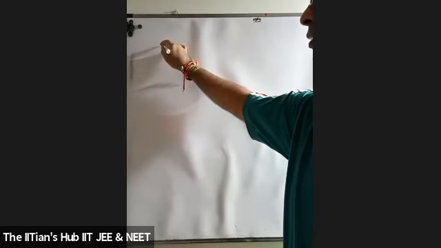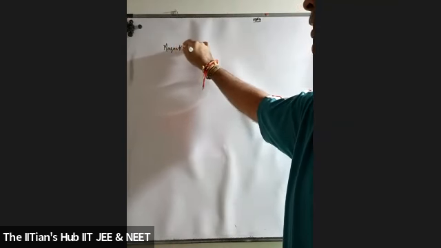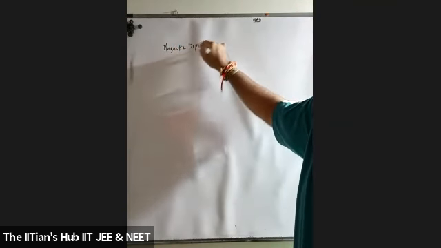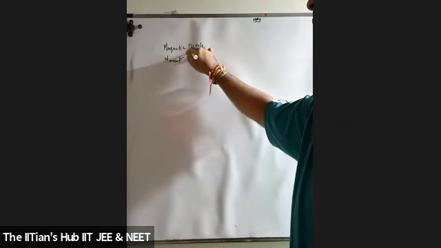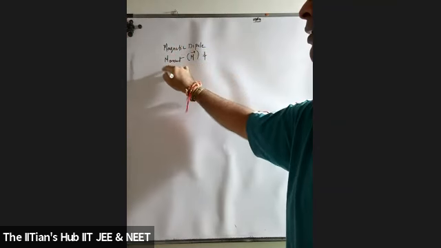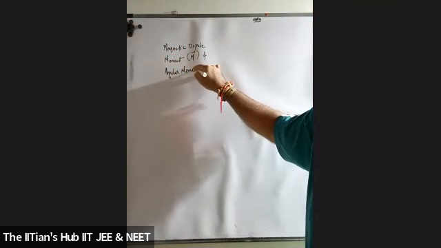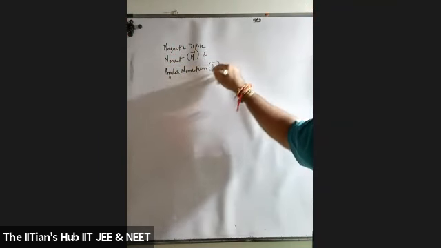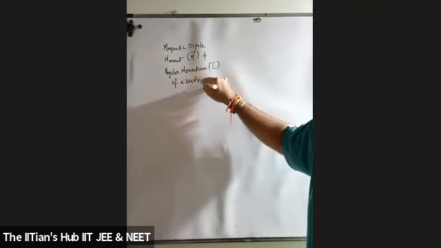Okay, students. Now we go for the magnetic moment of an electron revolving around the nucleus. We are trying to go for a relation between magnetic dipole moment and angular momentum of a revolving electron.